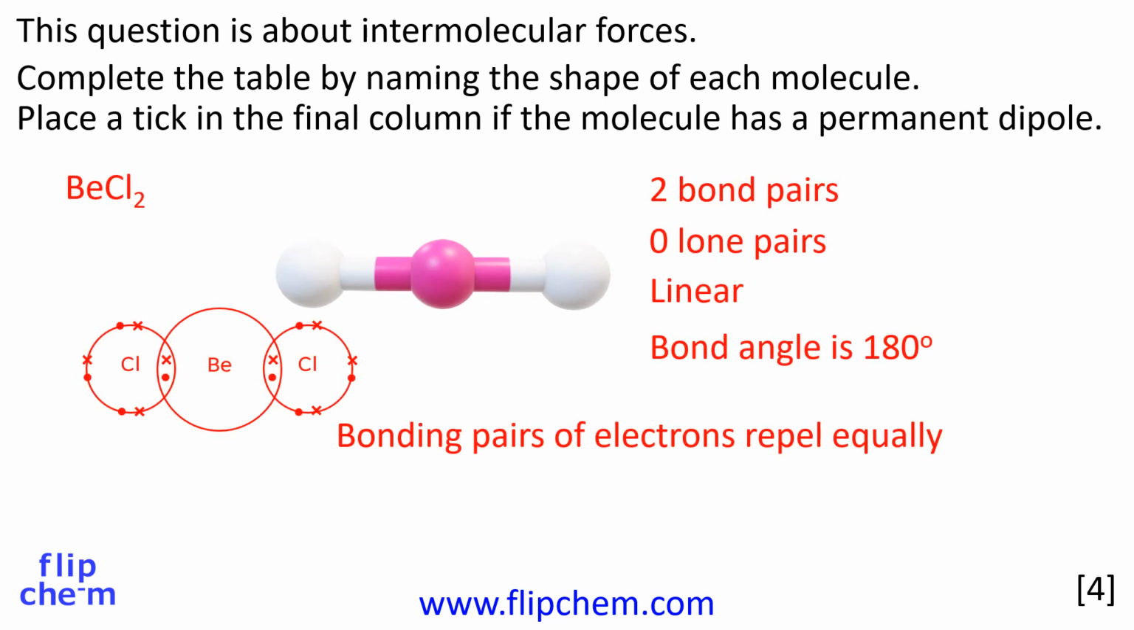Let's look at beryllium chloride next, BeCl2. Beryllium is a small atom and will form stable molecules without 8 electrons in its outer shell. Beryllium is also unusual because although it is a metal, it will form covalent bonds in molecules like BeCl2. There are 2 bond pairs and 0 lone pairs of electrons. The shape is linear. The bond angle is 180 degrees.